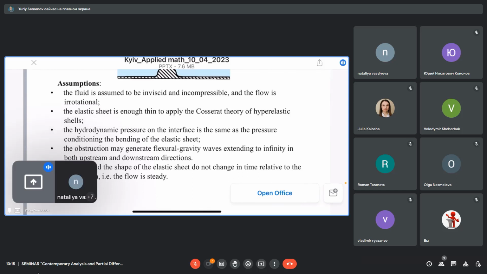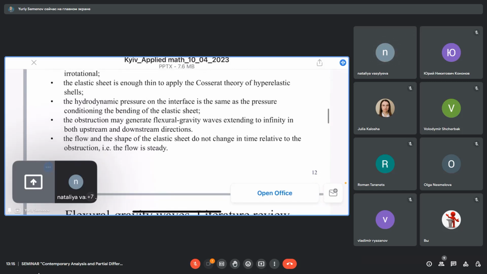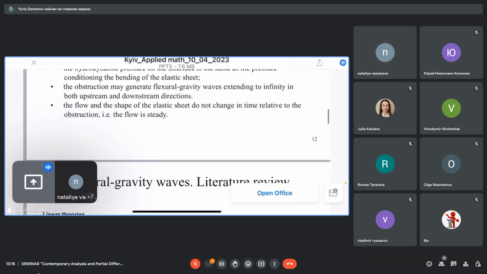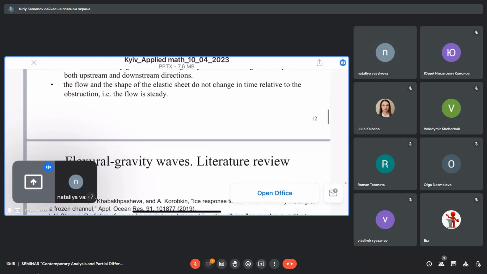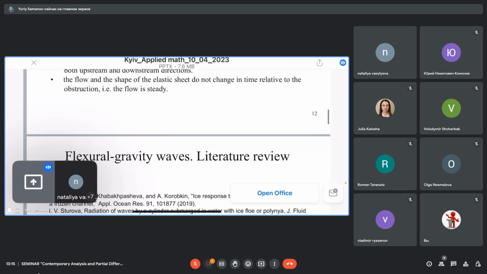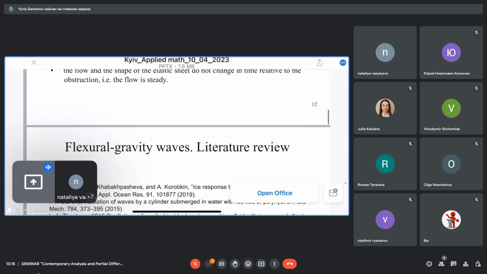To solve this problem, we use the following assumptions: the flow is incompressible, and the elastic sheet is thin enough to apply Cosserat theory, hyperelastic shells. Hydrodynamic pressure on the interface is the same as the pressure condition independent of the elastic sheet. The obstruction on the bottom may generate flexural gravity waves extending to infinity in both upstream and downstream directions. The flow and shape of the elastic sheet don't change in time relative to the obstruction. So we consider steady flow.